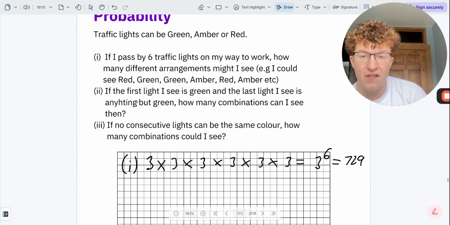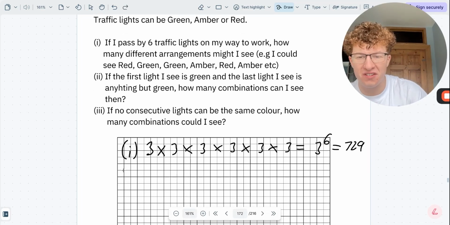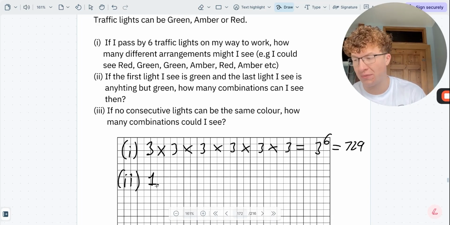Then, if the first light you see is green, and the last light I see is anything but green, how many, that's a typo, how many combinations can I see then? So, again, just write them out. The first light you see is green, okay? So that's just one color.